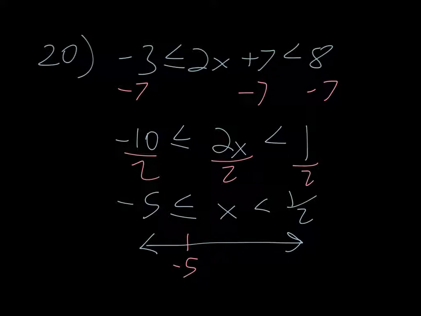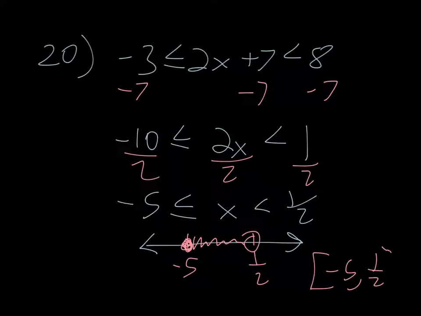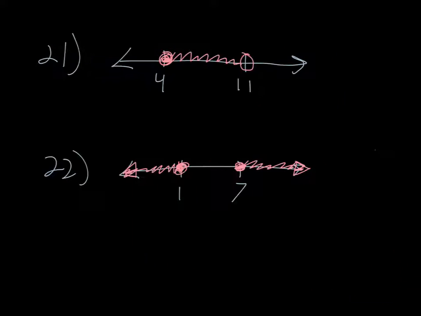So I'm going to drop negative 5 onto the graph and 1/2 onto the graph. It's going to be a closed circle over negative 5 and an open circle on the 1/2. I'm going to shade in between. That gives me the interval negative 5, comma 1/2, bracket on the left, parenthesis on the right.